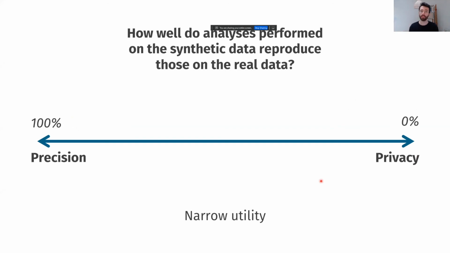Then another question we can ask is, how well do the analyses performed on the synthetic data reproduce those on the real data? Well, if you have very precise synthetic data, then 100%. You can run your analysis on the real data, you can run your analysis on the synthetic data, you will get exactly the same result. Same parameter estimates, same standard errors, same conclusions, right? If you're all the way on the privacy end, 0%. You can run your analysis, it's just random. There's just nothing in there that actually reproduces the original analysis. And this is sometimes called narrow utility.